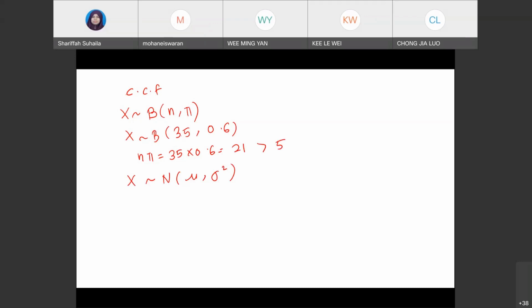Okay, so now properties for normal distribution. Since it's a binomial, your mu is N pi, and your sigma square is N pi (1 minus pi). So mu is equal to N pi. In this case, mu is 21. Sigma square is N pi (1 minus pi), so that means you have 35 times 0.6 times 0.4. Okay, what is the value? 21 times 0.4, so you have 8.4 here. Okay, sigma square.